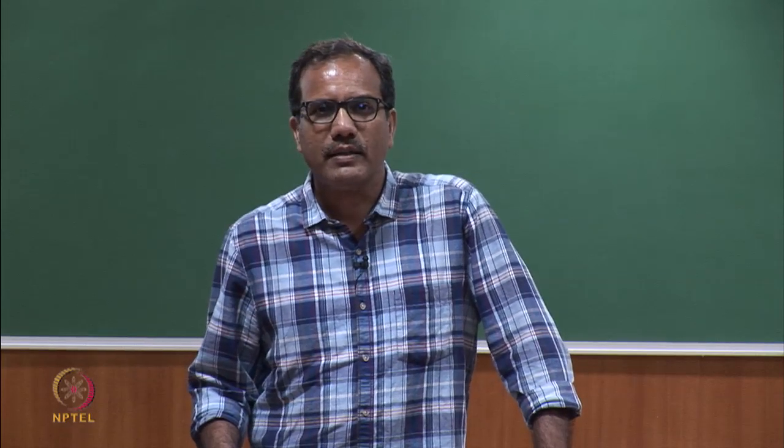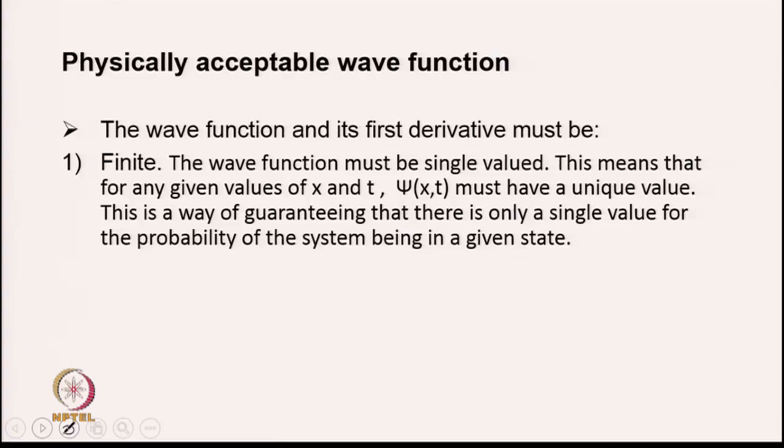So, what are physically acceptable wave functions? First thing is that the wave function must be single valued. This means, for any given value of x and t, psi must have a unique value. Now, you will think why? This is because there is only a single value for the probability of the system being in a given state.